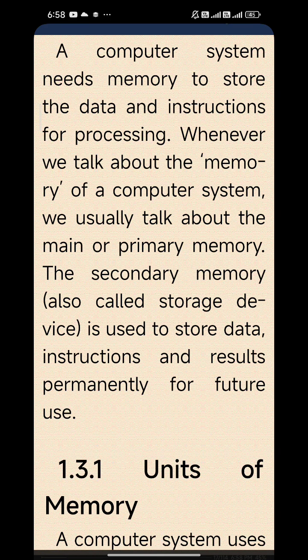1.3 Computer memory. A computer system needs memory to store the data and instructions for processing. Whenever we talk about the memory of a computer system, we usually talk about the main or primary memory. The secondary memory, also called storage device, is used to store data, instructions and results permanently for future use. 1.3.1 Units of memory.